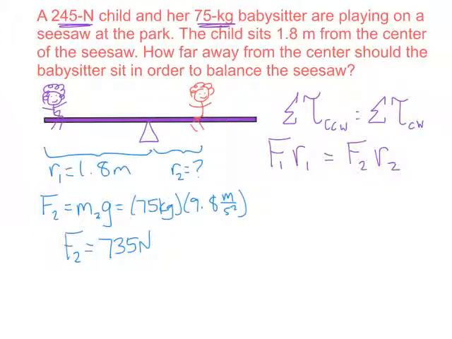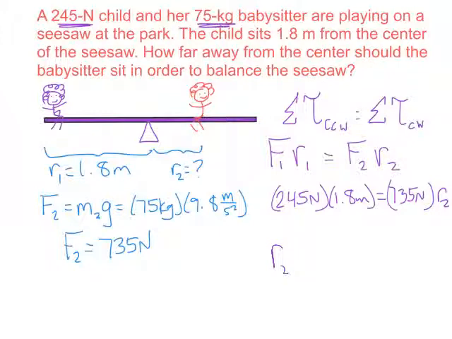So let's plug in our numbers. Over here, we know that the child has a force of 245 newtons and a lever arm of 1.8 meters. And then we found the weight or the force of the babysitter, which was 735 newtons, and we will be looking for that second lever arm. Go ahead and pause the video and solve for the second lever arm. You should get an answer of 0.6 meters.